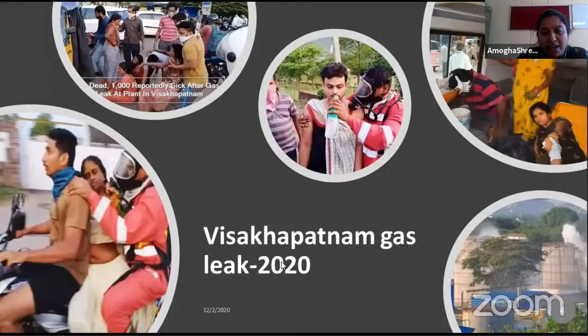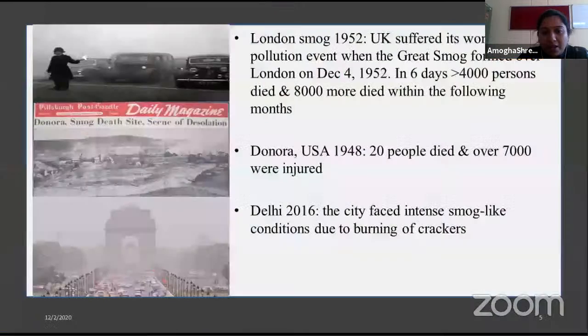And this gas leak happened on May 7th, that is the Vishakhapatnam gas leak, also known as the Vizag gas leak. Again, there was an accidental leakage of gas from the LG Polymer chemical plant. So because of this, more than 11 people lost their life and more than 10,000 people reported sick after getting exposed to these chemicals. And there were many disasters related to air pollution in the past, like the London smog of 1952.